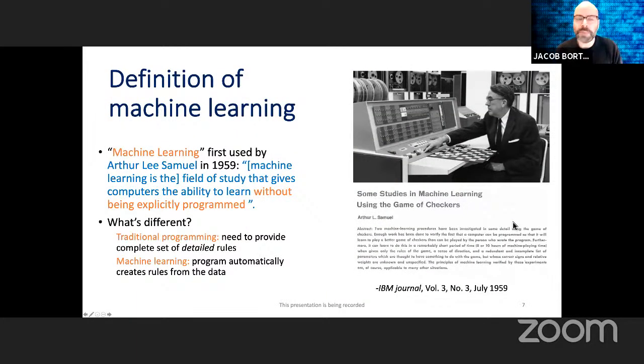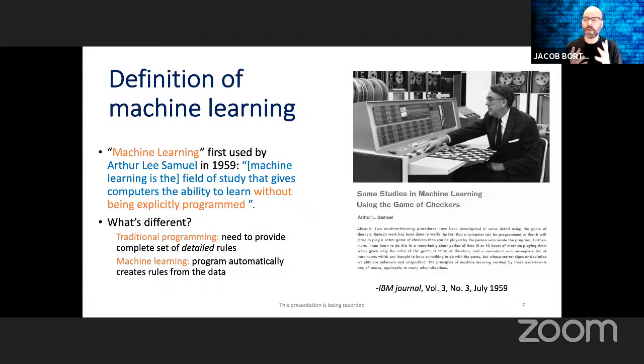So let me tell you about what machine learning is. This is a famous picture of Arthur Samuel, who is considered by most to be the father of machine learning. And here I'm showing him in front of the IBM 701. And he is essentially the person that conceived of this idea of machine learning.